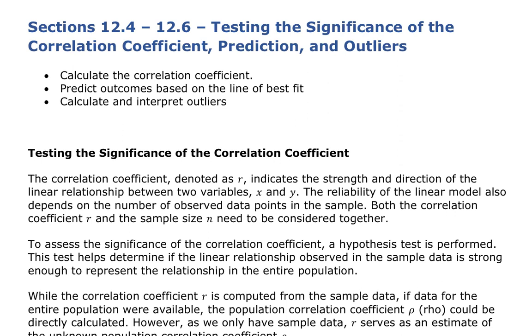In this video, we're going to look at testing the significance of the correlation coefficient, the prediction, and outliers. In our previous video, we introduced both R, which is the correlation coefficient, sometimes called the Pearson coefficient, and we also introduced the coefficient of determination. What R does for us is indicate the strength and the direction of the linear relationship between the two variables, x and y, or whatever variables we are trying to look at for a relationship.